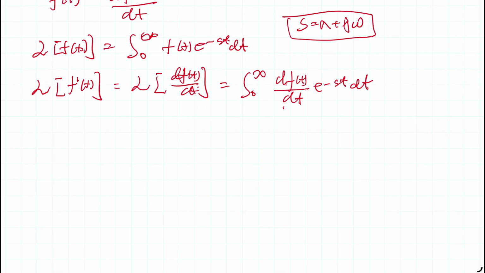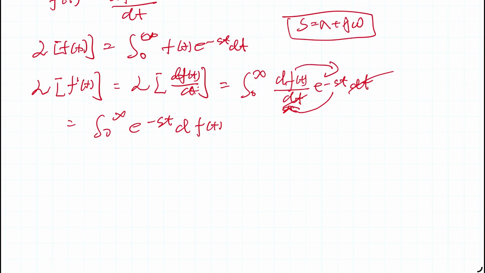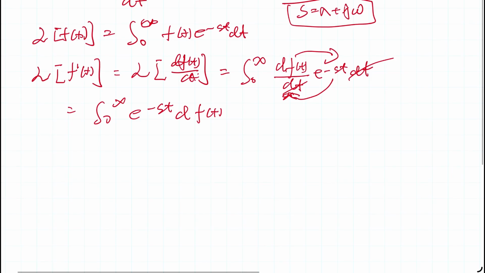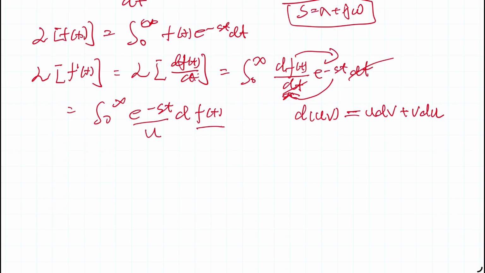The dt is cancelled. We can rearrange this equation and write the integral from 0 to infinity of e^(-st) df(t). It just changes the order: I move the e^(-st) to the front, and move the df(t) term to the back. This looks very weird, but we have a rule: d(uv) equals u dv plus v du, that is, u dv equals d(uv) minus v du. Using that in this equation, you can assume this is u and this is v.